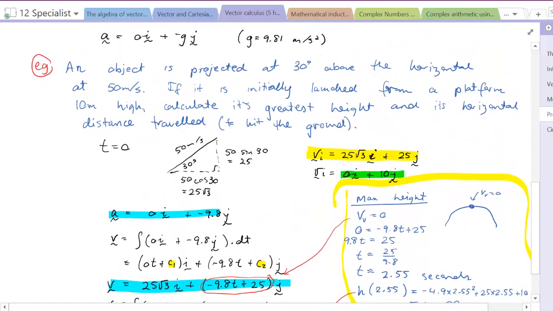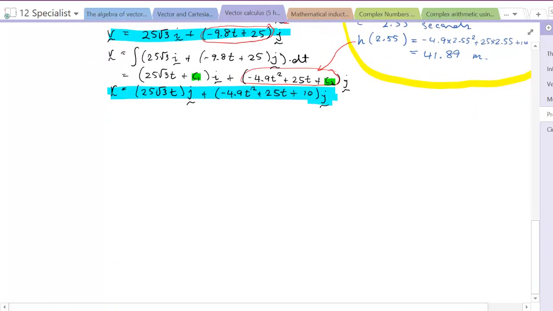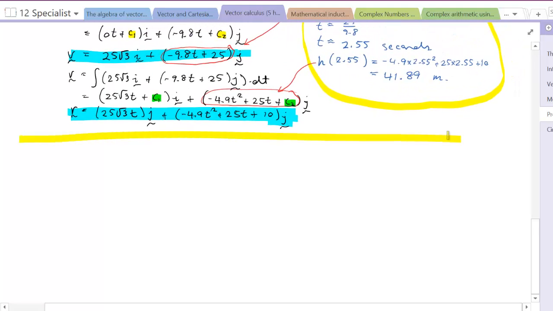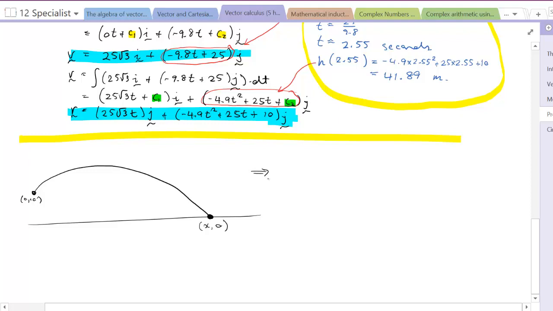The other thing that we had to find is the horizontal distance traveled. So the second part will have to be at the end of the entire projection, where we start at 0, 10, this final point is going to give us our horizontal distance, and we should be able to see that the height here is 0. Now if we can do that, that gives us the information that we need. So we're looking at when the height is equal to 0. So we're saying 0 is equal to negative 4.9t squared plus 25t plus 10.